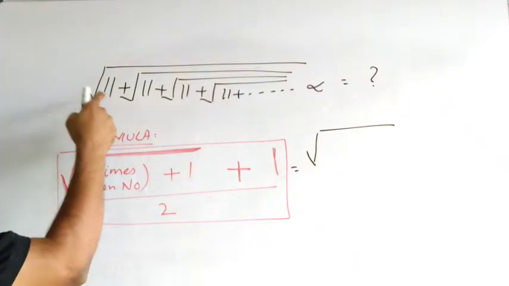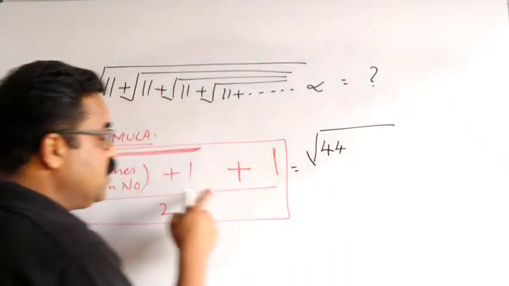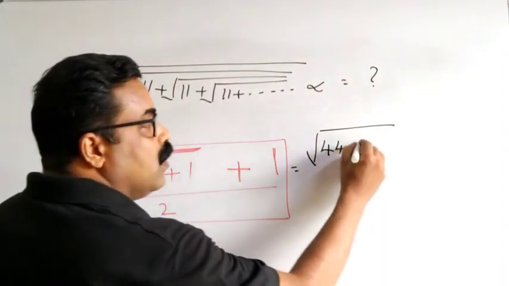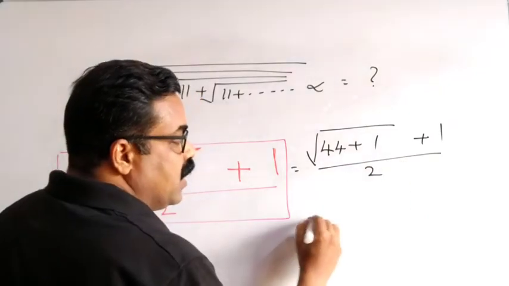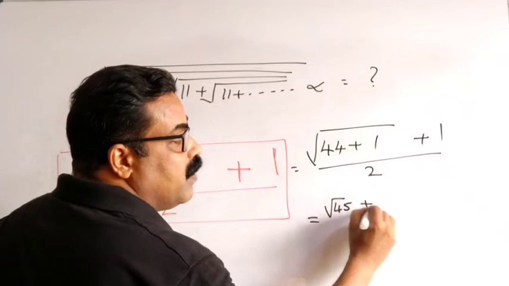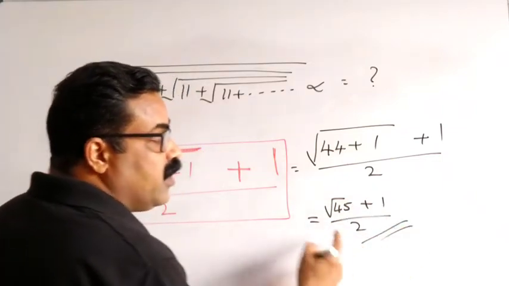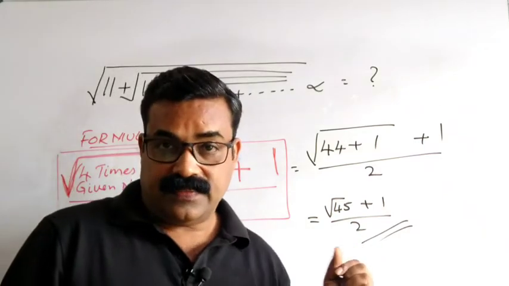Given number is 11. 4 times of 11, 4 into 11, 44, plus this one, plus 1 outside, divided by 2. So this answer will be equal to 44 plus 1, root 45 plus 1 by 2. So this will be there in your options, A, B, C, D options. This will be the correct answer.